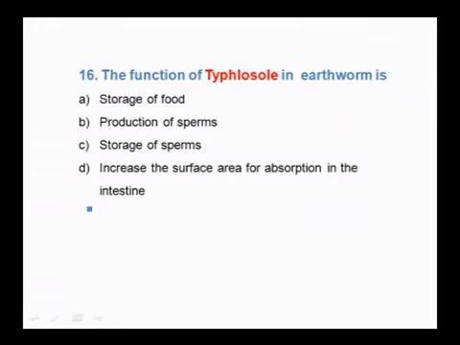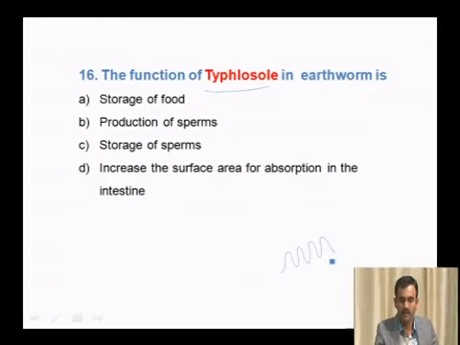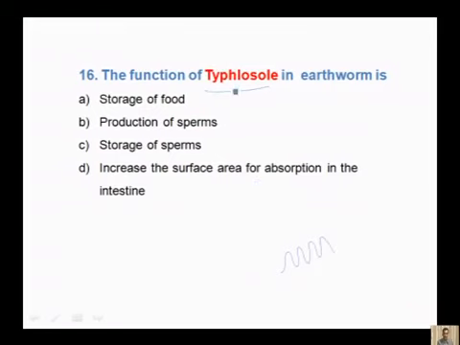The function of typhlosole in earthworm. Typhlosole is the portion or the inner surface present in the gut or the small intestine of earthworm. It contains infoldings. As I told you in the synopsis, they are finger-like projections or infoldings which provide maximum surface area for absorption of food material. Such inner foldings of the small intestine present in the earthworm are called typhlosole, which provides increased surface area for absorption in the intestine.